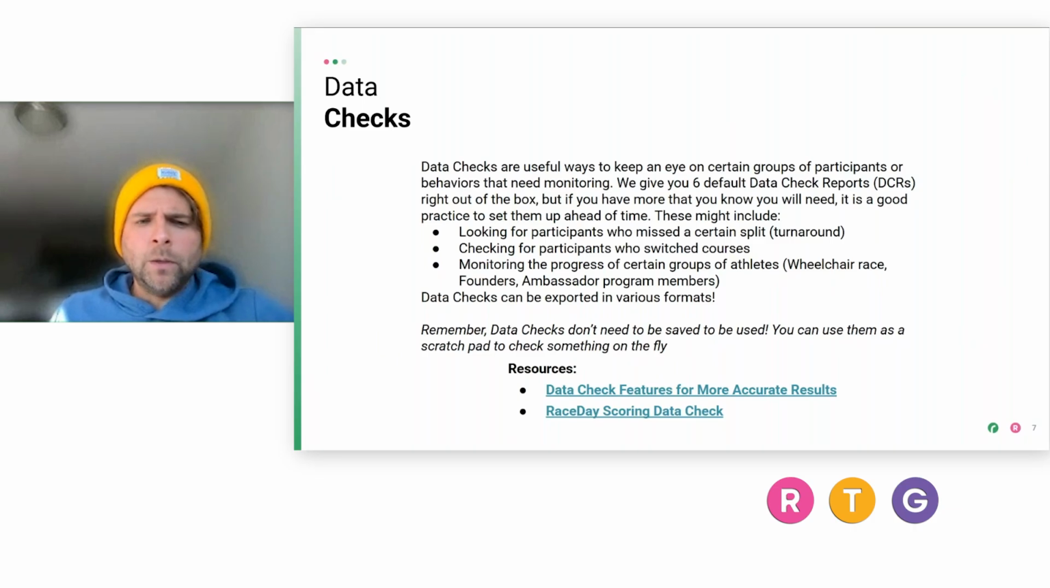This can also be useful in the data checks for setting up the monitoring of progress of certain groups of athletes, whether that's identifying where the wheelchair athletes are at, if they're in a subset of the marathon sport event. You can also be using this to track on certain groups like ambassadors or founders or pacers or something like that that may need to be reported on for race organizers.